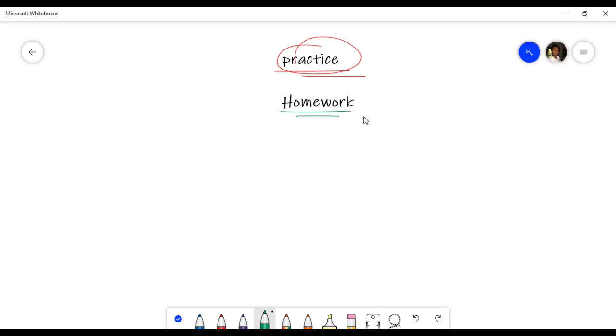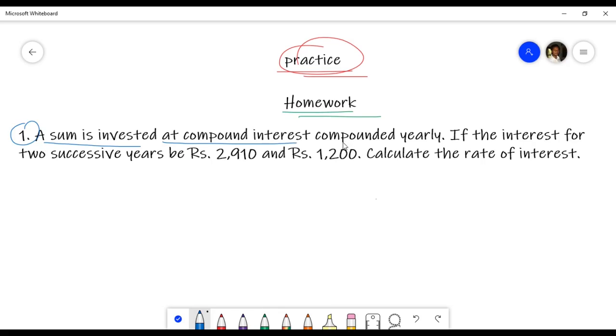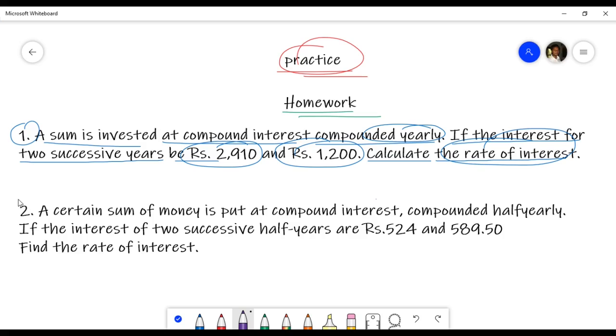And here I have two homeworks for you based on these two questions that I explained to you. The first one is, a sum is invested at compound interest, compounded yearly. If the interest for 2 successive years be rupees 2,910 and rupees 1,200, you have to calculate the rate of interest. This is based on the first question that I explained.